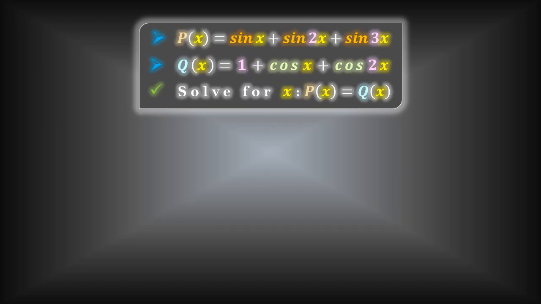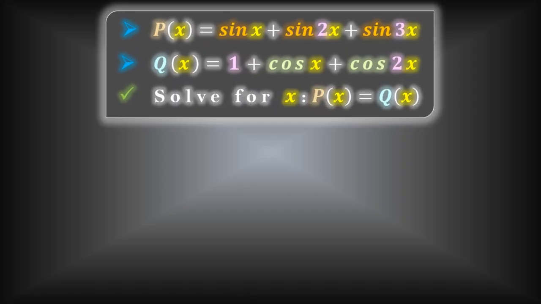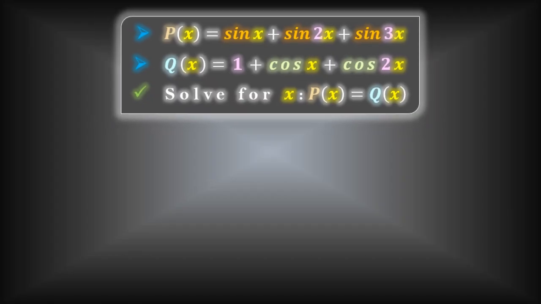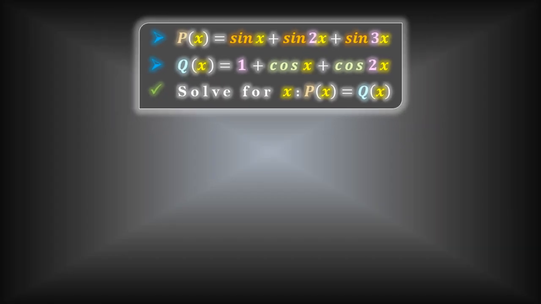In today's video, we are given two trigonometric expressions depending on a real variable x. The first expression is p of x is equal to sine of x plus sine of 2 times x plus sine of 3 times x. The second expression is q of x is equal to 1 plus cosine of x plus cosine of 2 times x. Our objective is to solve the equation p of x is equal to q of x for all real values of the variable x. To do this, we will begin by simplifying each expression separately before solving the resulting trigonometric equation.